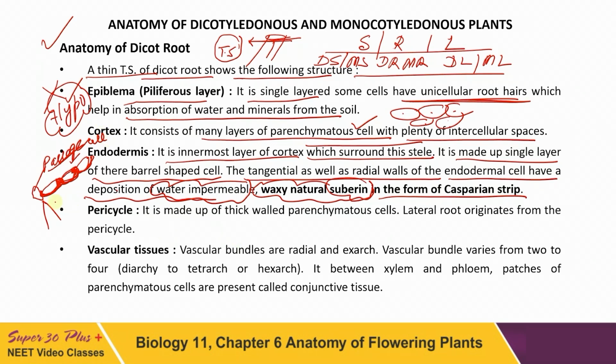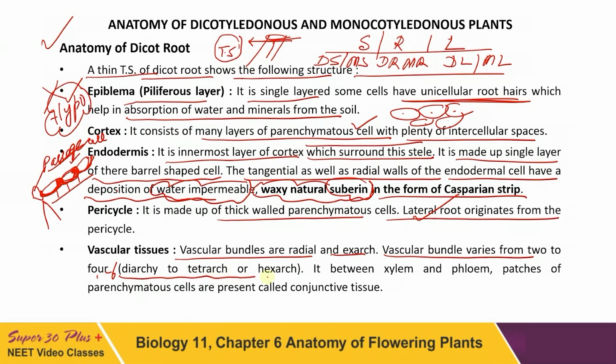Just below the endodermis, there is a thin layer, that is the pericycle. It is made up of thick walled parenchymatous cells, and, important point, the lateral root originates from the pericycle. Vascular tissue, as I told you right now: vascular bundles are radial, exarch. Vascular bundles vary from 2 to 6. There may be 2 to 6, maybe 4, maybe 6, known as diarch, tetrarch or hexarch. In between xylem and phloem, patches of parenchymatous cells are present, known as conjunctive tissue.